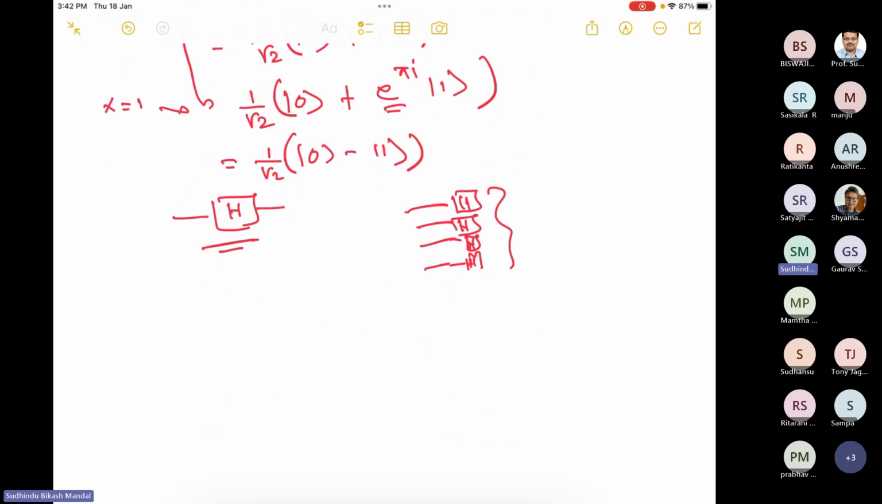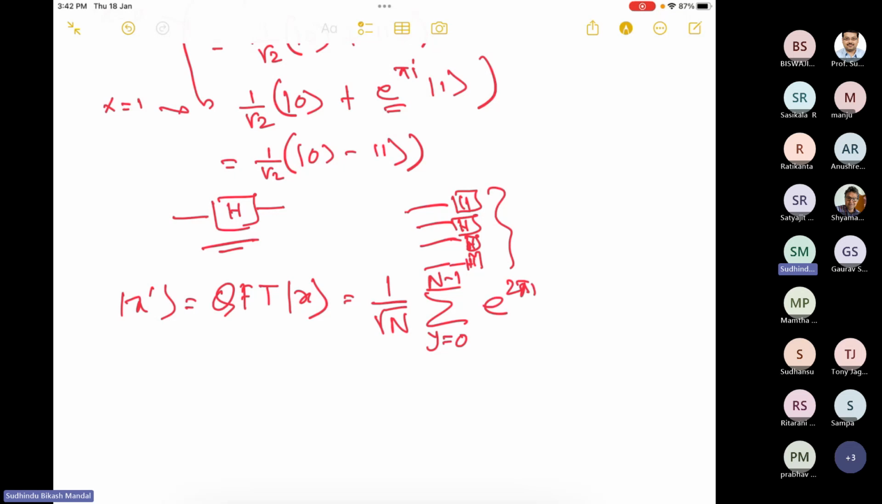So again I'm writing this expression, x dashed, QFT of x. Very first I'm writing 1 over root N, and there will be y.